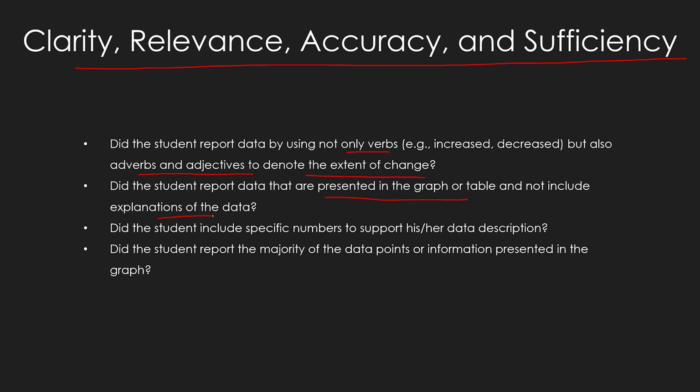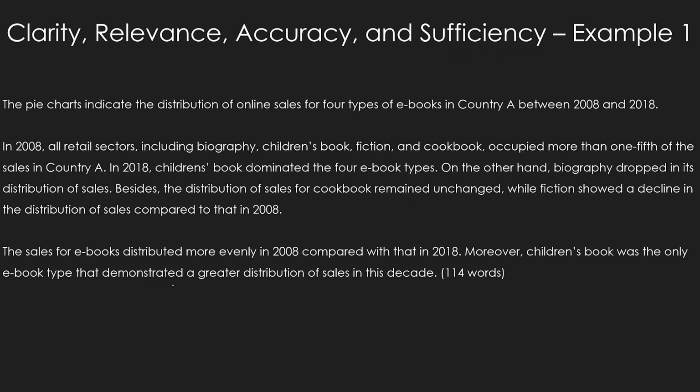Second, you have to present the data that's given in the graph and not include explanations. You don't have to give explanations, just talk about the data. Third, you have to include specific numbers to support your hypothesis that you've summed up from the data. So give support for your answers. And finally, you have to report on the majority of data points or information presented in the graph. So keep that in mind. Okay, now let's look at an example. This is off of the same pie chart that you saw a couple minutes back.